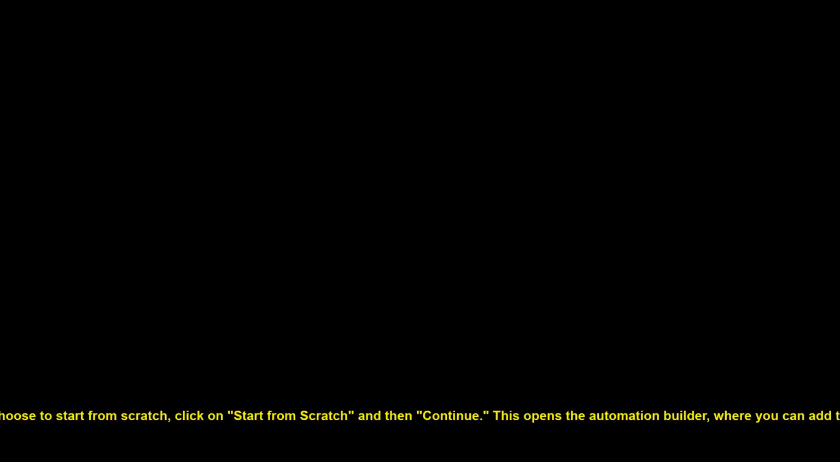You will be prompted to choose a starting point for your automation. Select from options like Start from Scratch or use pre-built recipes based on common goals. If you choose to start from scratch, click on Start from Scratch and then Continue. This opens the Automation Builder, where you can click on Add Trigger to define what will initiate your automation.